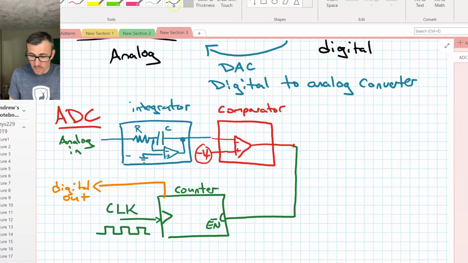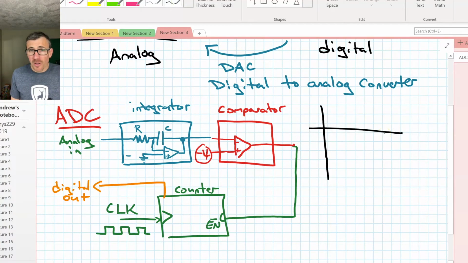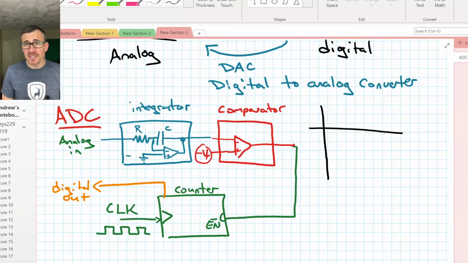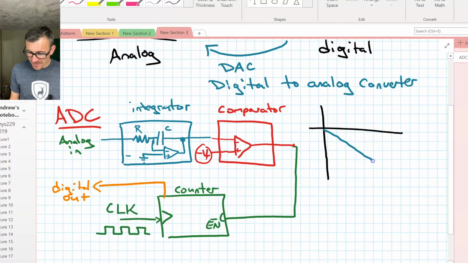So let's understand how it works. If you recall from our integrator, suppose for now we have a constant input. It's going to integrate that constant, and that will give us a slope, or rather a negative slope, because the output is the negative integral of a constant. So it's going to slope down, and the steepness of that slope is going to be proportional to the voltage input. So our integrator is going to look like this. That's what it looks like at the output of that integrator.